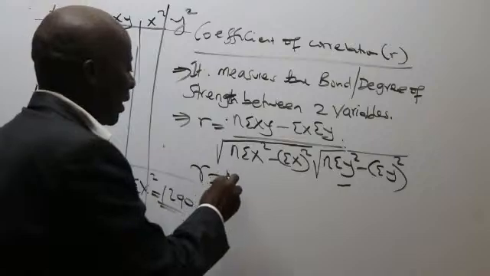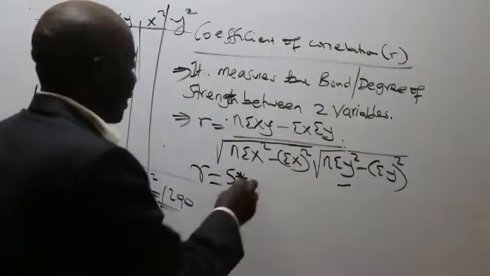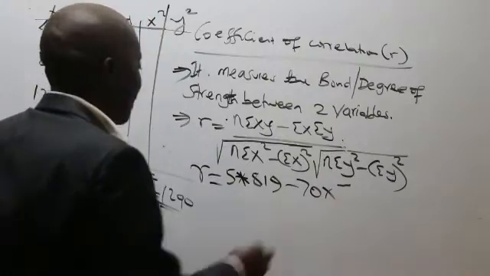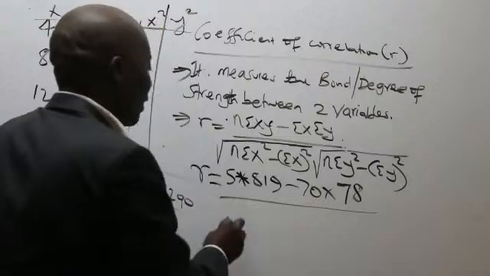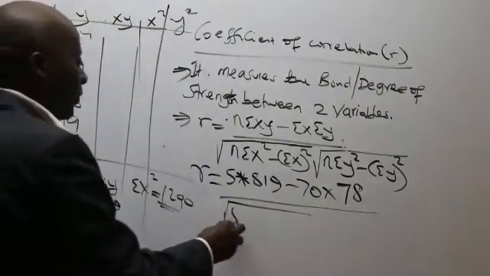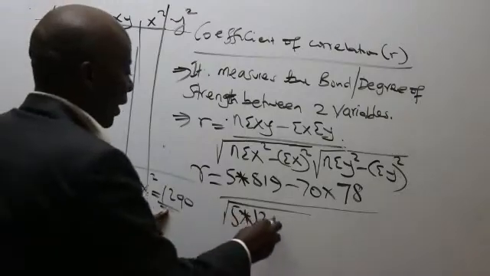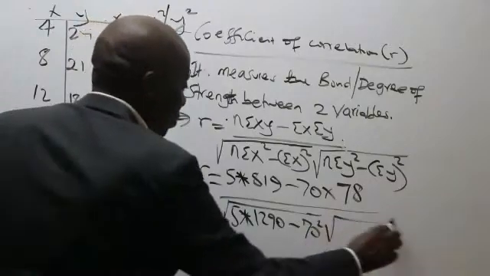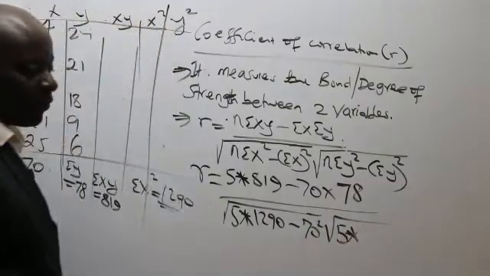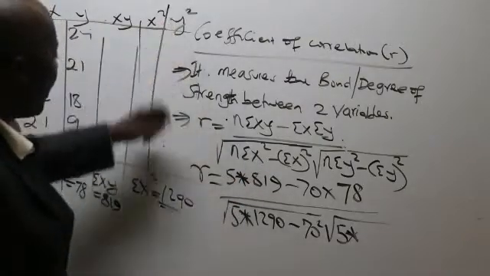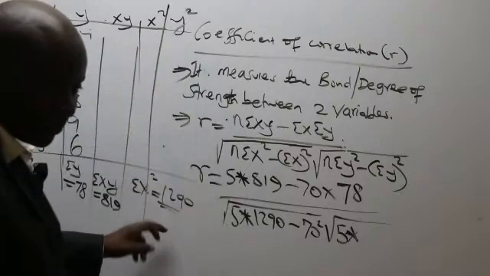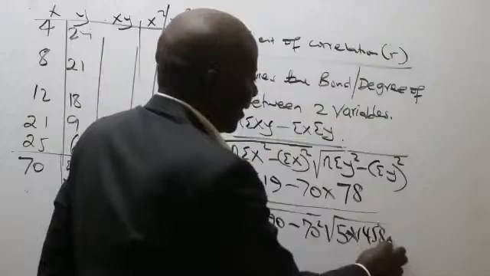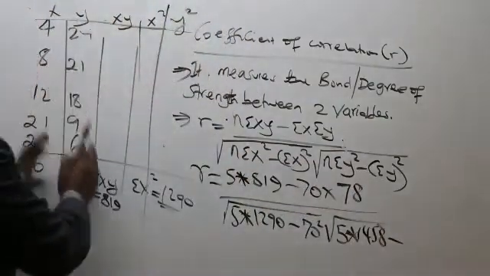Our R will be equal to N, where N is 5, times the summation of XY. You gave me a figure of 819 here, minus the sum of X, which is 70, times the sum of Y, which is 78. All over root of N, N again is 5, times the summation of X squared, which is 1290, minus the summation of X alone, 70 squared. And then another square root of N, which is 5, times the sum of Y squared. What figure did you get for Y squared? It is 1458, minus the summation of Y, which is 78 squared.